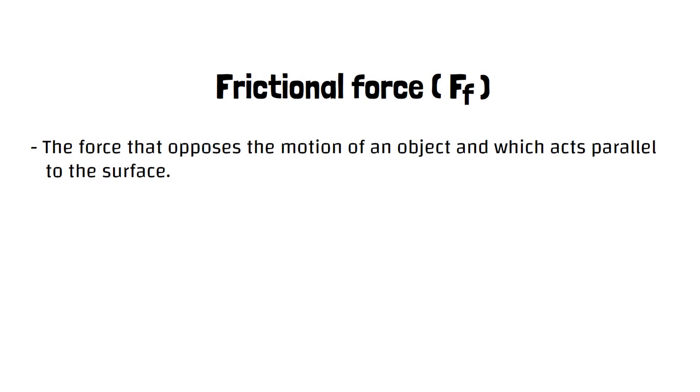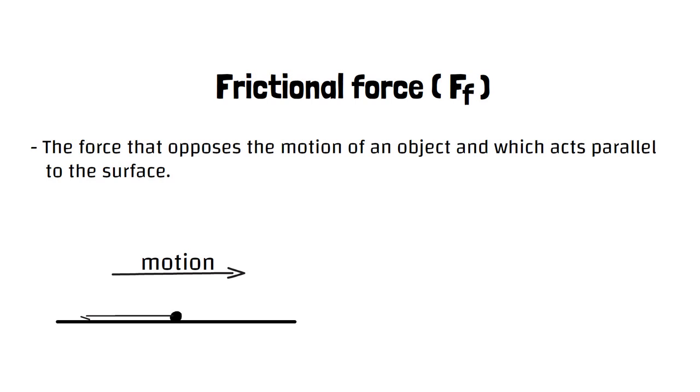The first thing we know is that this force is opposite to the motion. So if the object goes to the right, the force goes to the left. If the object goes to the left, the force goes to the right. If the object goes up, the force goes down. If the object goes down, the force goes up. Now an example of frictional force: we have an object with motion to the right. So again, the sense of our frictional force must be to the left.